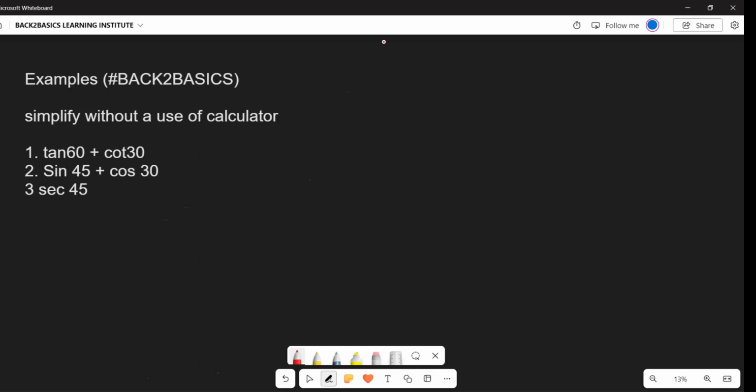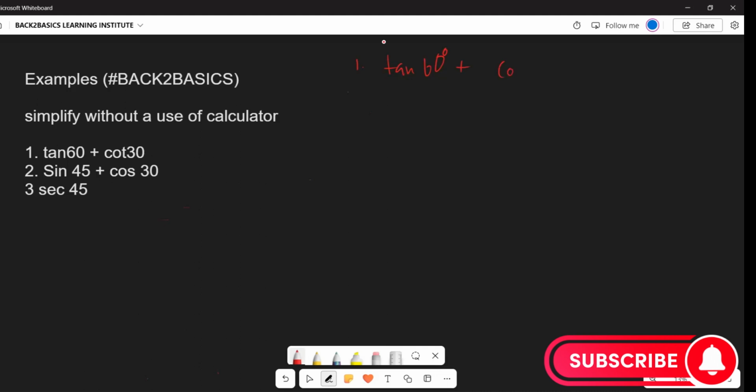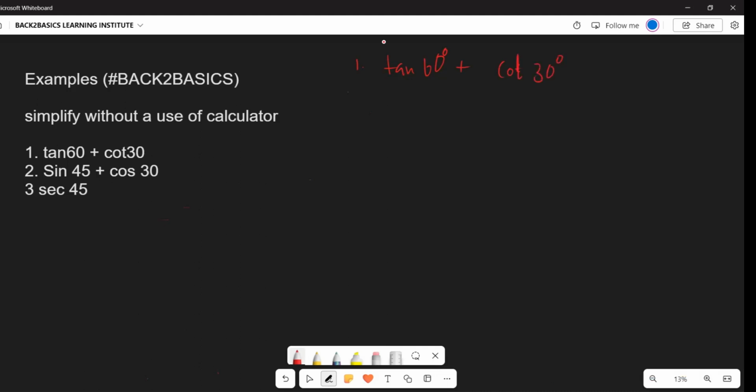Number one, you are given tan 60 degrees plus cot 30 degrees. What are you going to do here? Let's start with tan of 60 degrees. Remember that this is given by root 3 over 1, which is still the same as root 3.